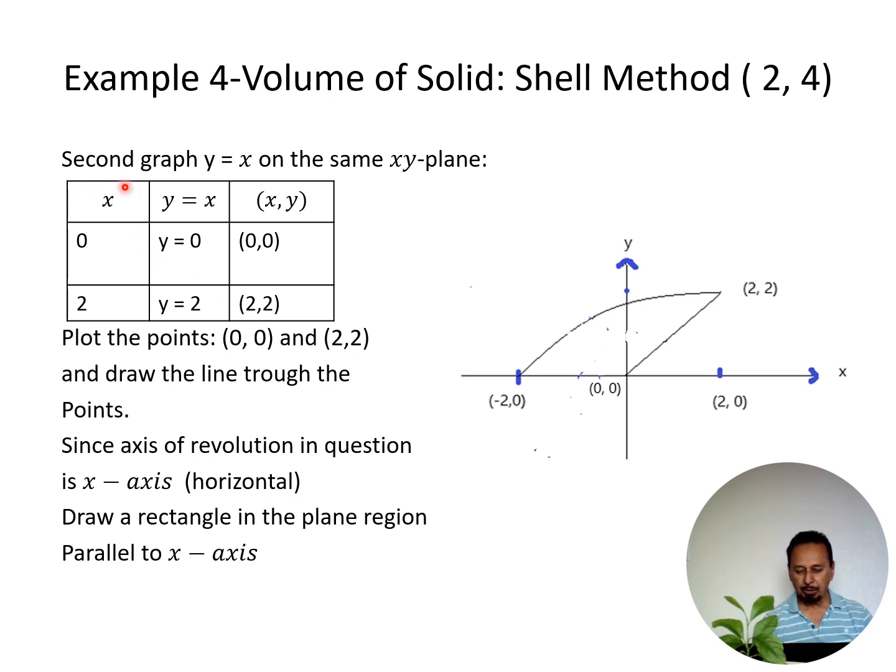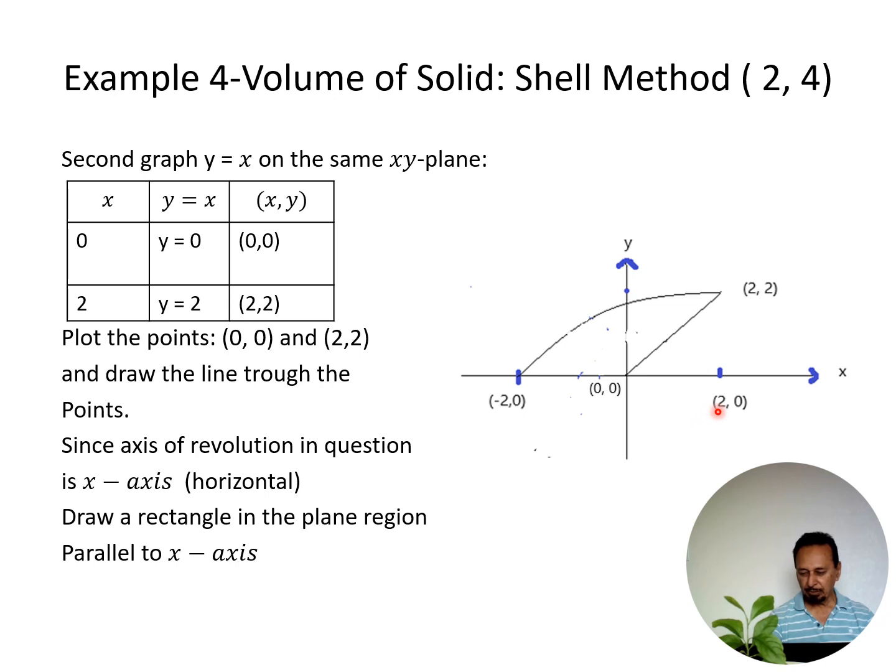Okay, now we graph y equals x on the same xy plane. Create a table. I chose x equal to 0, and y becomes 0, so you have the point 0, 0. And I chose x equal to 2, and then y is equal to 2, the second point. You plot 0, 0 and 2, 2, and connect these two points to get a line. So now this is the plane region bounded by this curve, this line, and the x-axis, which is y equals 0.